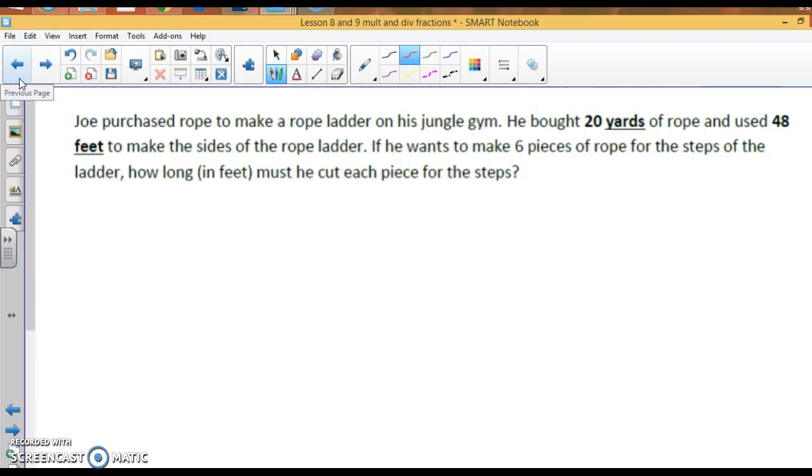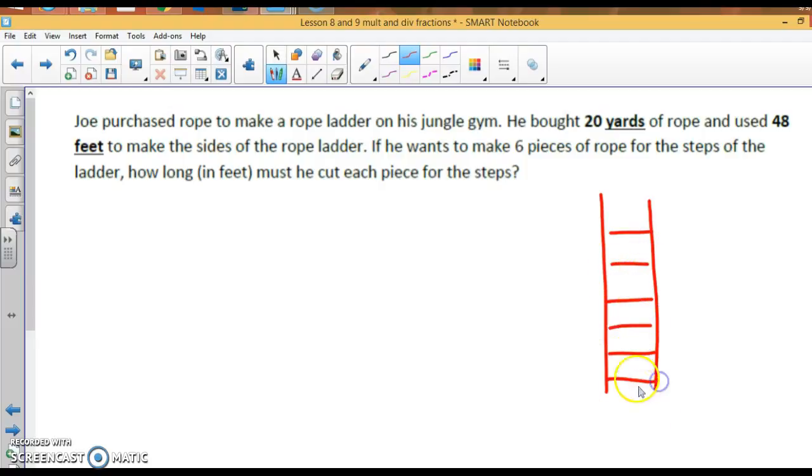All right. Joe purchased rope to make a rope ladder on his jungle gym. He bought 20 yards of rope and used 48 feet to make the side of the rope ladder. If he wants to make 6 pieces of rope for the steps, how long in feet must he cut each piece for the steps? This problem actually involves a little bit of work. So he's got 20 yards of rope and he uses 48 feet to make the sides. Because here's what our ladder is going to look like. Here's our 2 sides. And then we're going to make 1, 2, 3, 4, 5, 6 rungs.